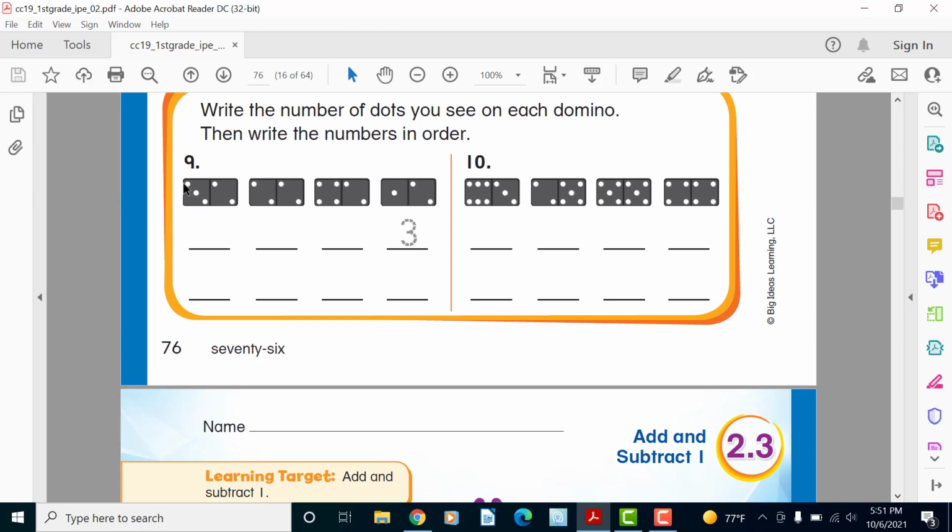Look at this first domino. We have 1, 2, 3, 4, 5 dots, right? Put a 5 on that first line. Second domino, 1, 2, 3, 4 dots. Put a 4 right here. And then here, 1, 2, 3, 4, 5, 6. Put a 6 here. Now on the second set of lines, you're going to write the number in order.